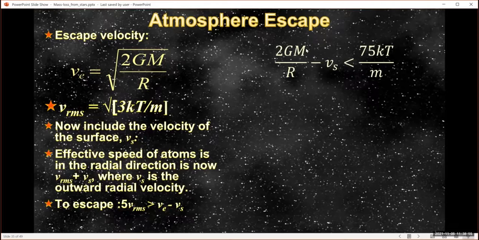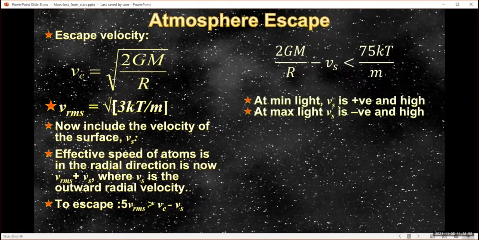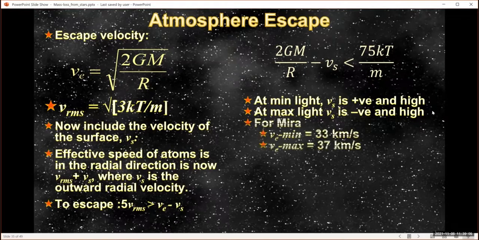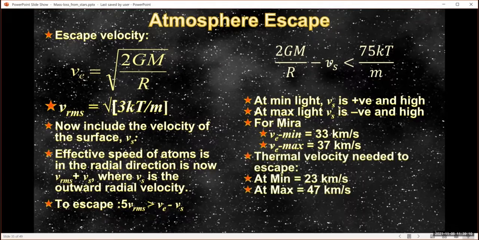So all I'm doing here is adding in the escape velocity and the VRMS. At minimum light, VS is positive. At maximum light, it's negative. Remember, we already worked these out for Mira. And if we add in, and I've just added 10 kilometers per second in each direction, what we get is that the thermal velocity now needed to escape, to get away from the star, is only 23 kilometers per second at minimum light and 27 kilometers per second at maximum light.